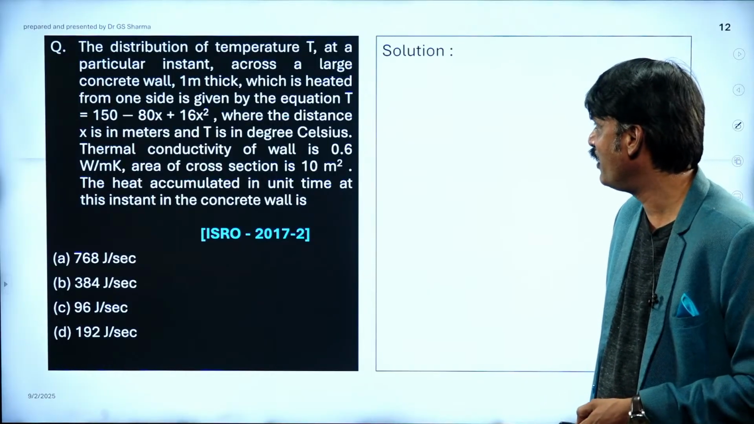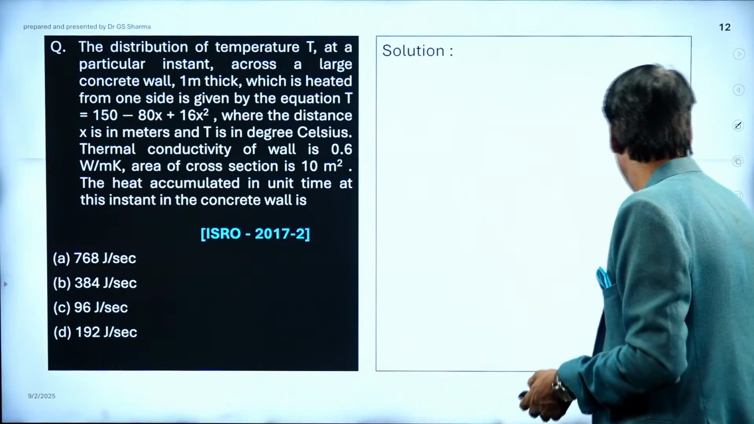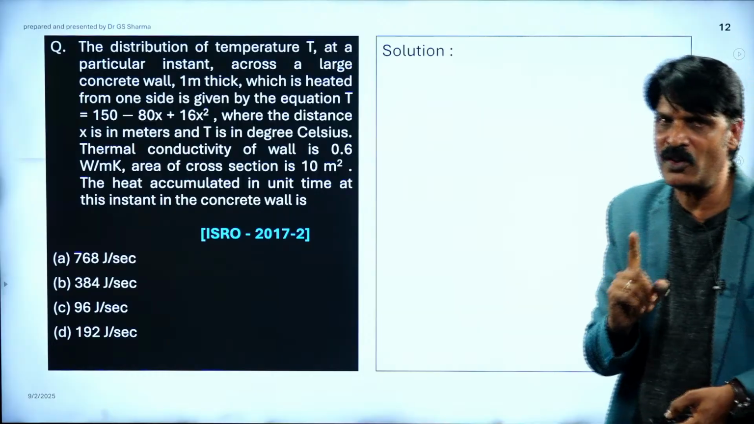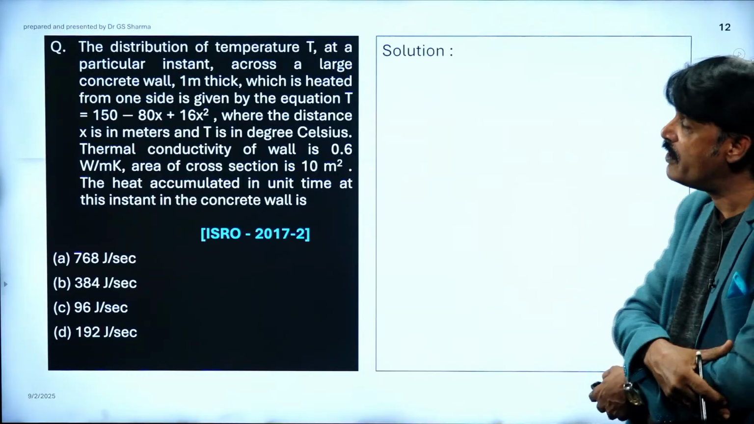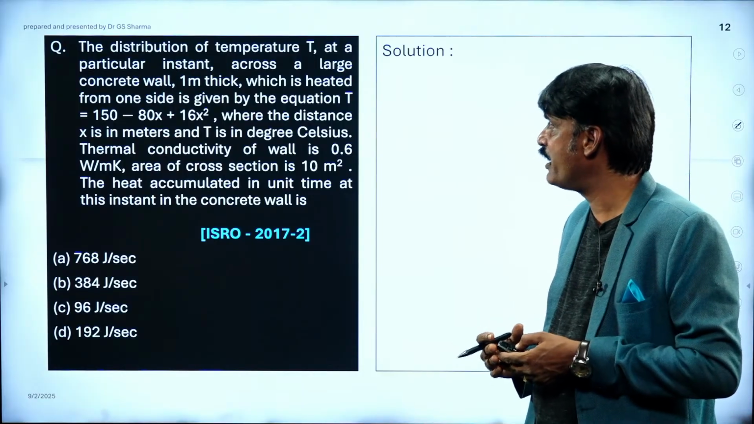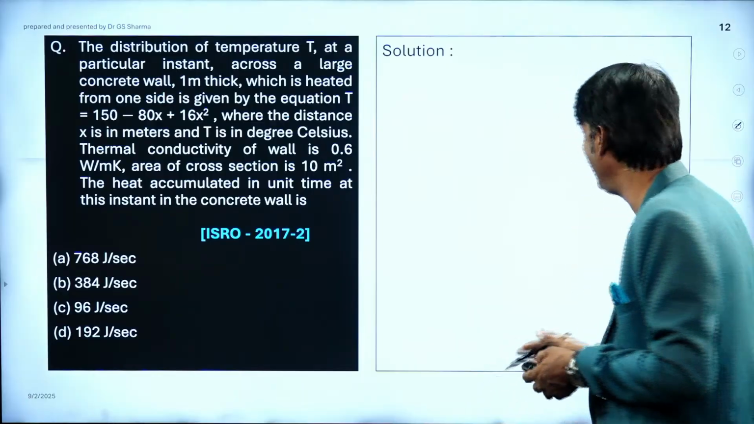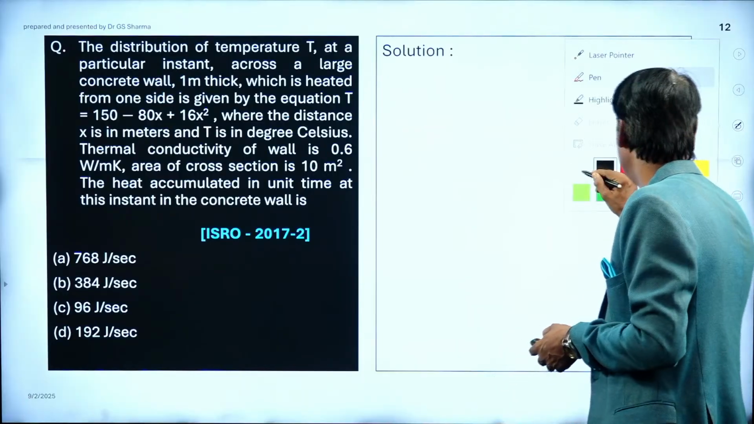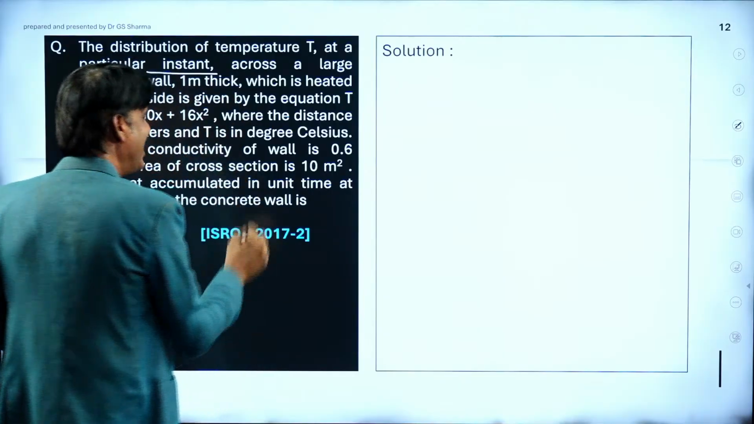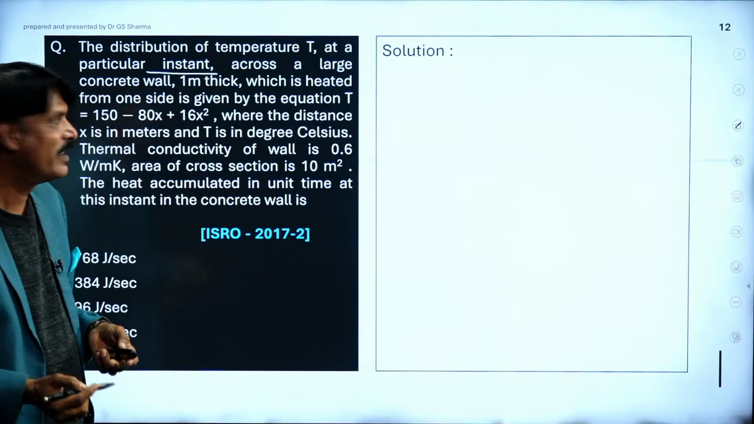Yeah, this is one very interesting question where he has given accumulations. See, till now we were not talking about accumulations. See, just read the question. This is a very good question. The distribution of temperature at a particular instant. Whenever he is talking about instant, it is talking about transient nature. So you are talking about variation of temperature with respect to time.